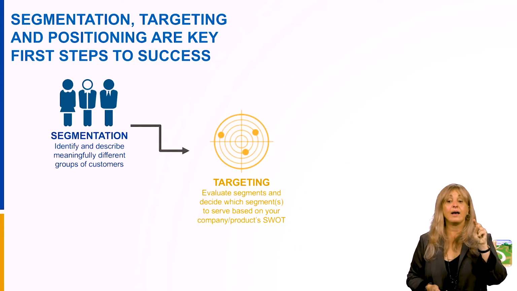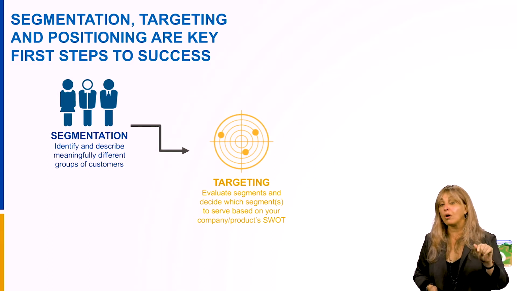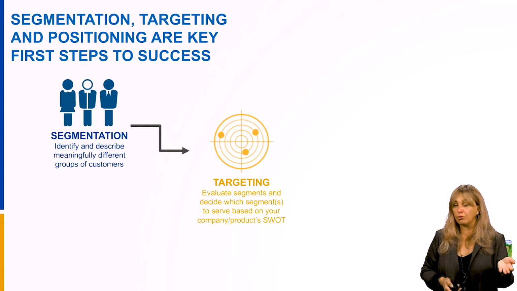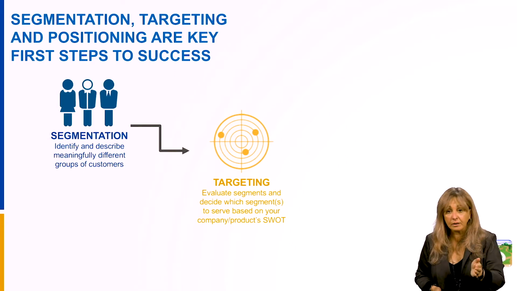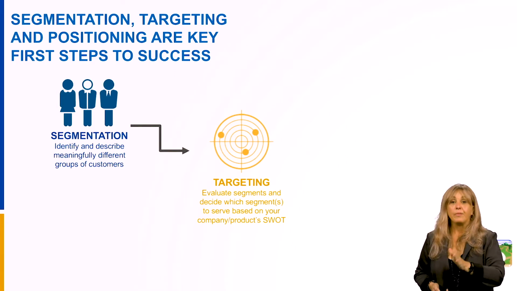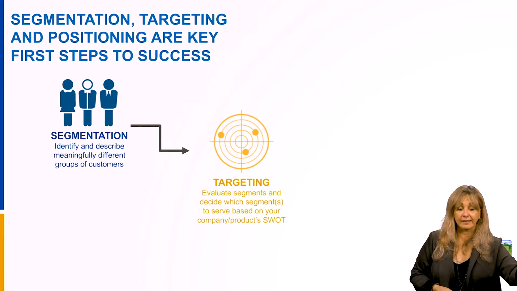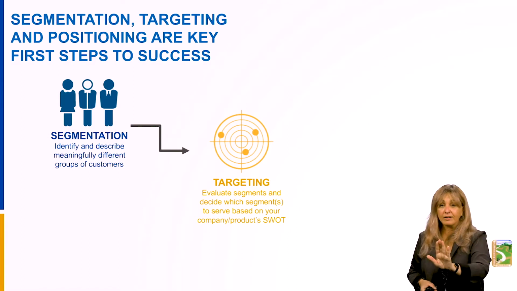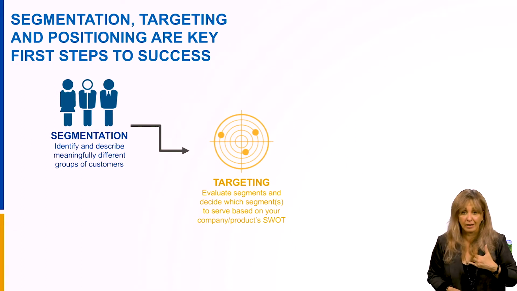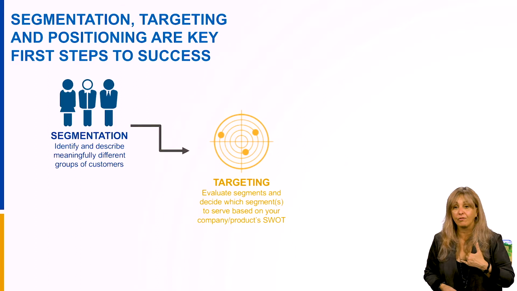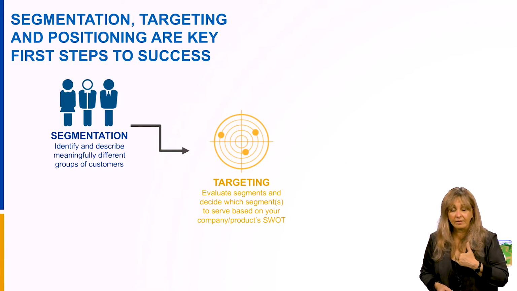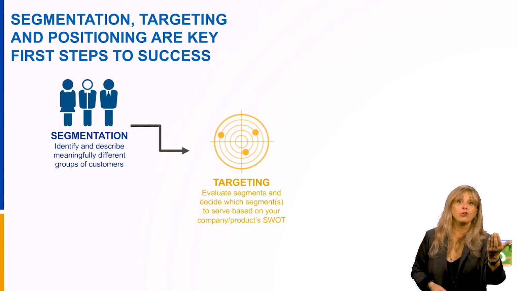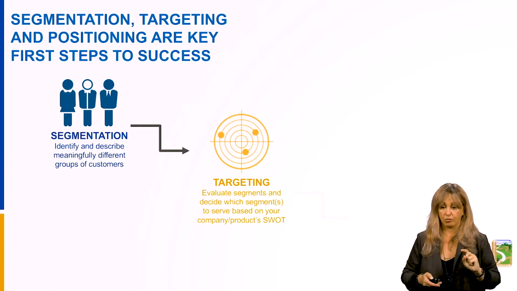Evaluate segments and decide which segment to serve based on your company's strengths. Remember SWOT? Did you look into SWOT analysis? Strengths, weaknesses, opportunities, and threats. So while in the first step of segmentation you look at the external world and identify which customers you want to target, then targeting means, what is it that I have of value to promise? What is my unique promise of value? Where my strengths, not the weaknesses, my strengths deliver that value to the customer in a superior way than anybody else. That's your target group, okay?